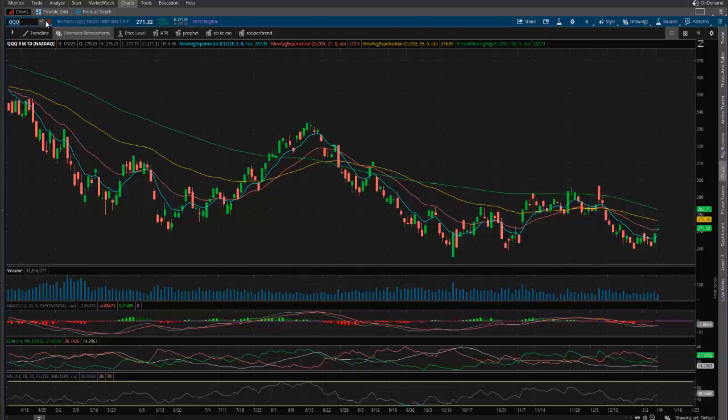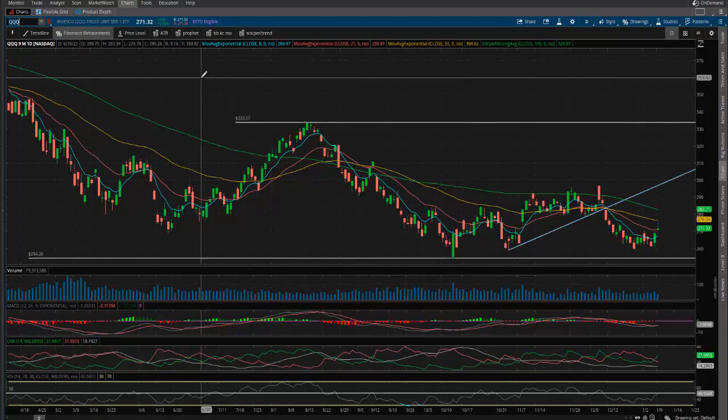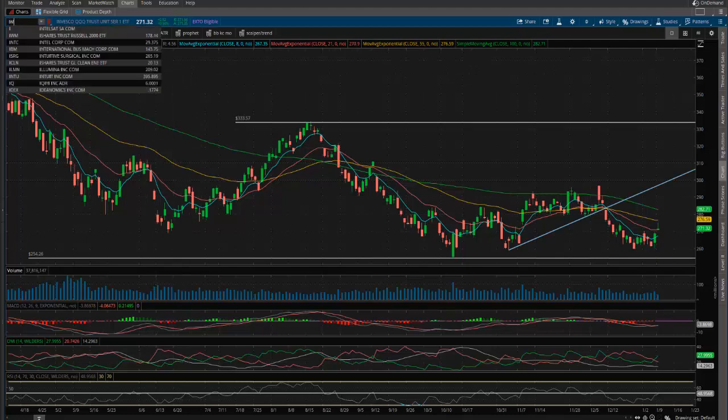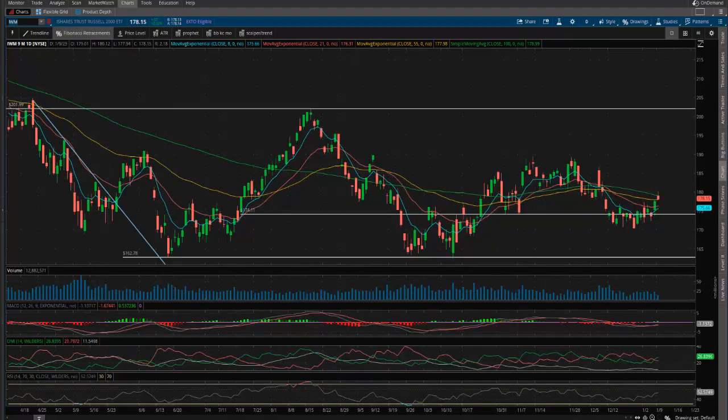Remember the Qs, like I said, still out of their little bit range they were in, and the IWM still out of their little range. If you're going to do any of that intraday trading with anything, whatever tools you use, do something that's liquid and volatile. SPY is one of them.